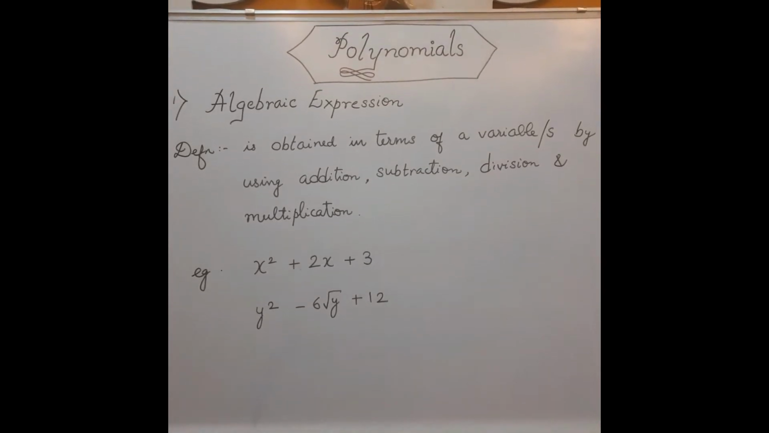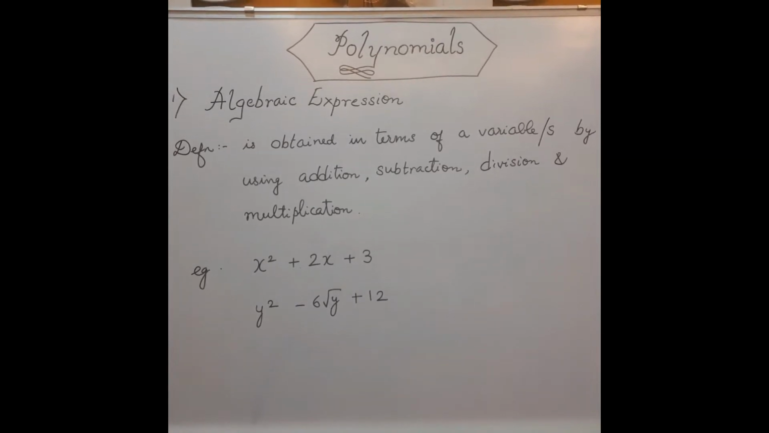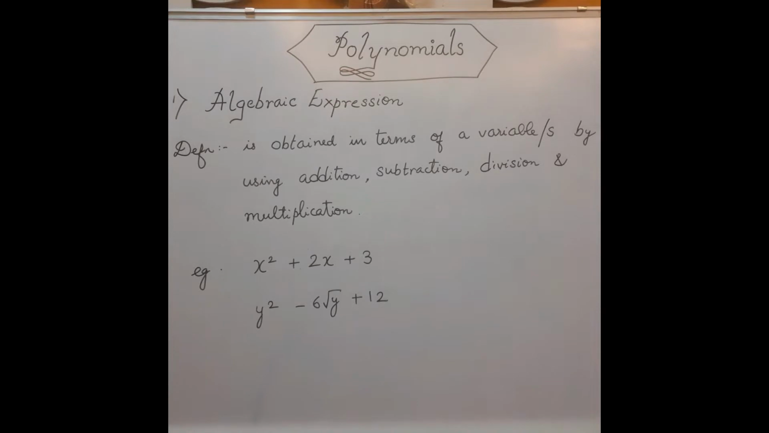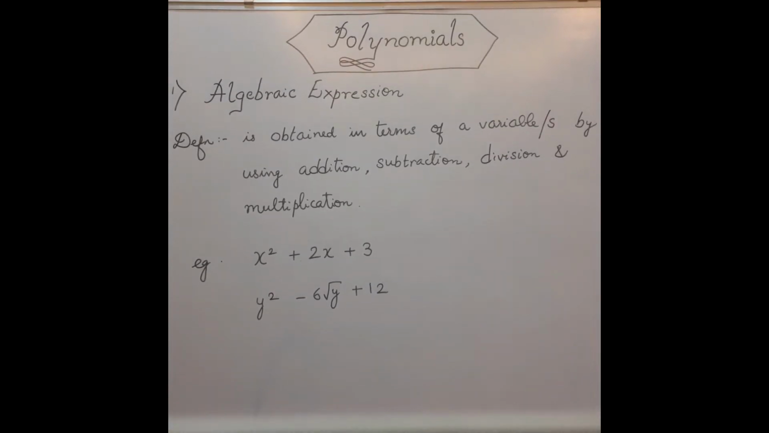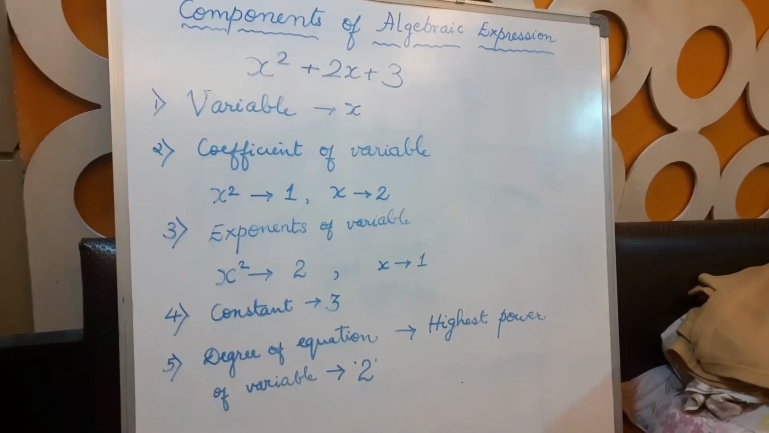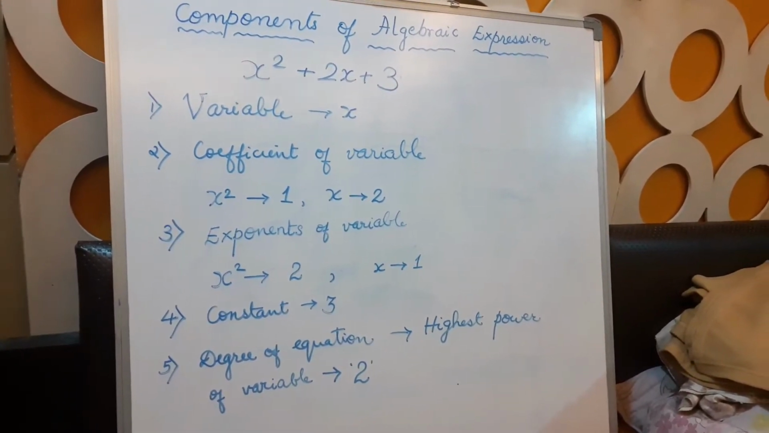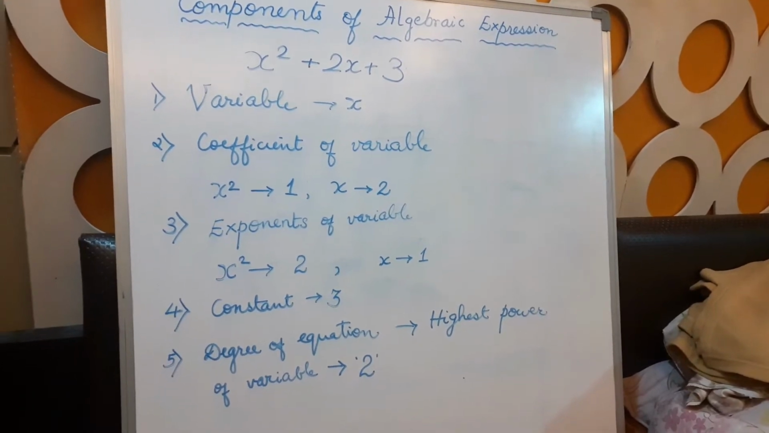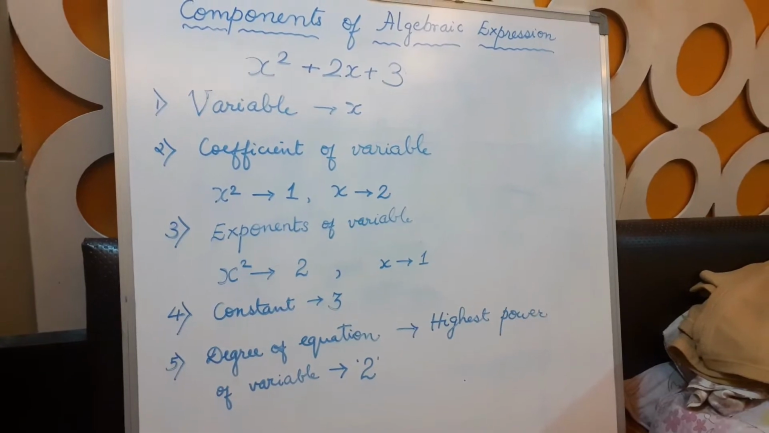x square plus 2x plus 3, y square minus 6 root y plus 12. So such examples you must have come across multiple times in your textbook while solving these problems. So let us go on to the next term. We'll now try to understand some basic terms related to polynomials which will actually be repeated again and again in all your problems. So you need to know them very well.